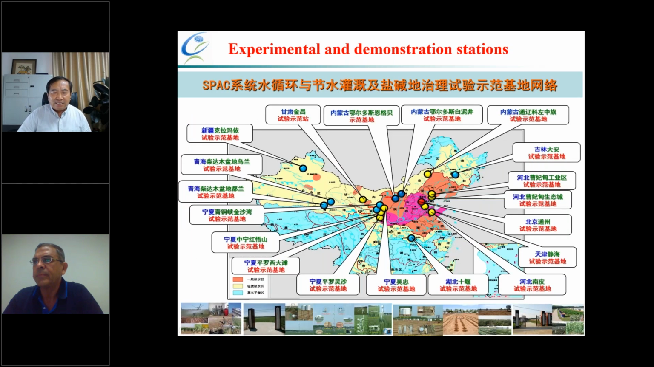Our research results are mainly obtained from experimental study. In the past 20 years, we have established about 20 experiment and demonstration stations in China. Currently, there are 6 stations under operation.